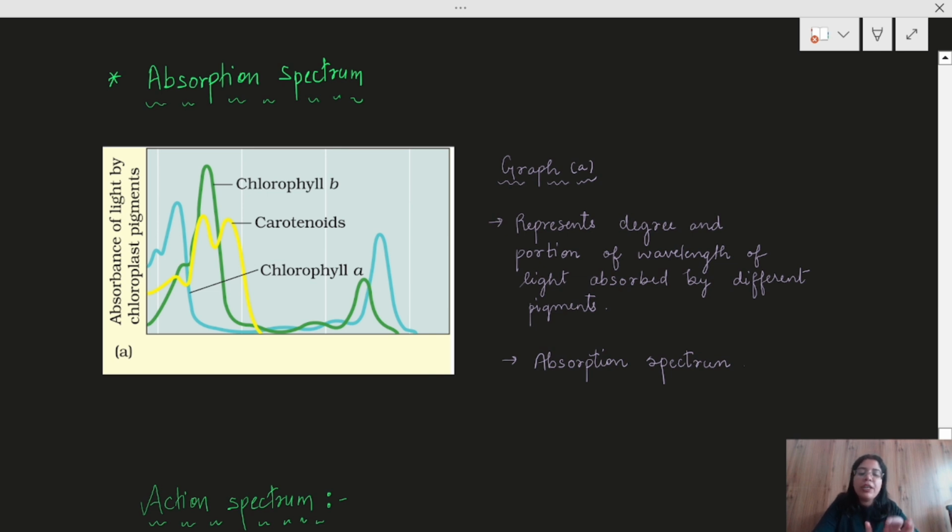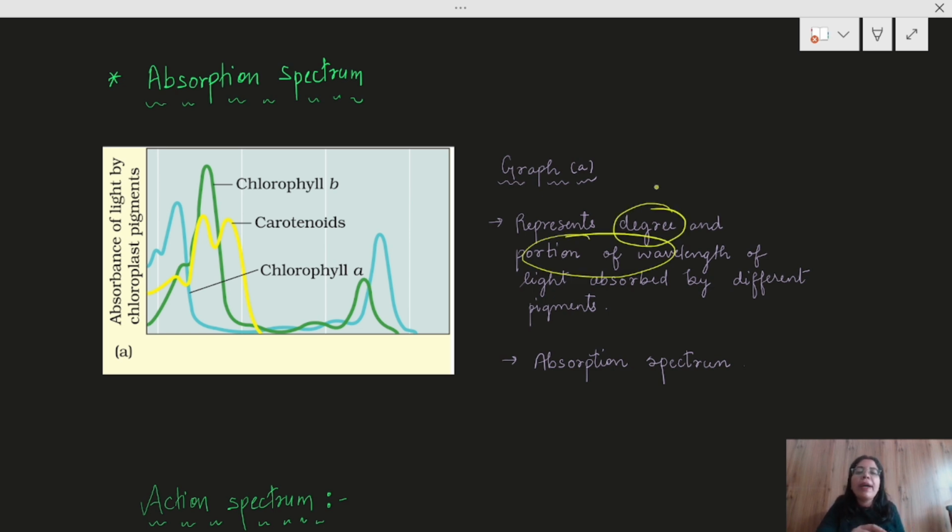We have two graphs here, absorption spectrum and action spectrum, which are given in NCERT, and then they have clubbed both the graphs and given one more graph. So I will be taking these two graphs. You can see in absorption spectrum what they are telling you. This is a graph which is showing you the absorption of different pigments at a particular wavelength, right? So it is telling you the degree and the portion of wavelength absorbed by different pigments, right? This is the meaning of this graph.